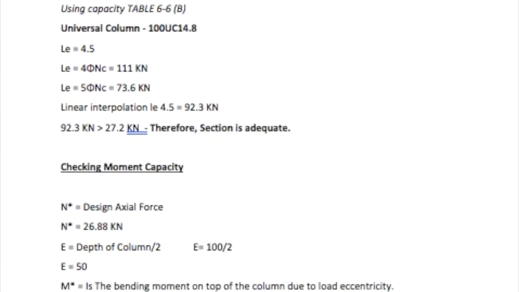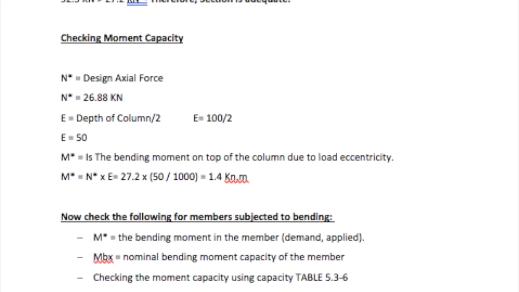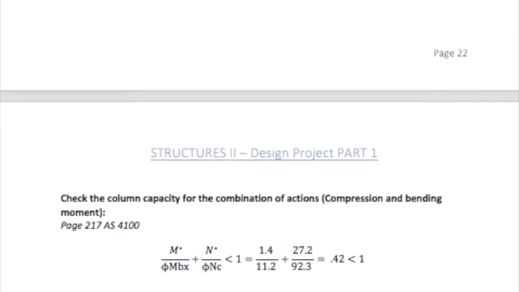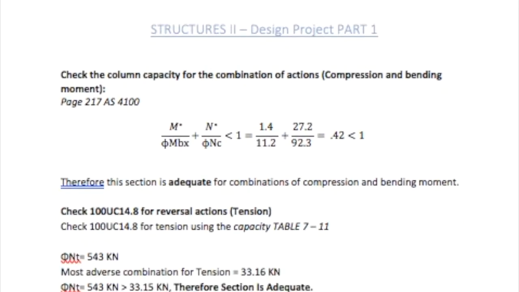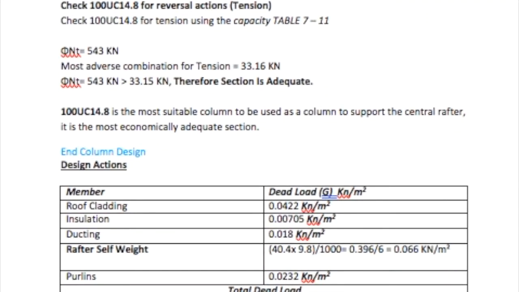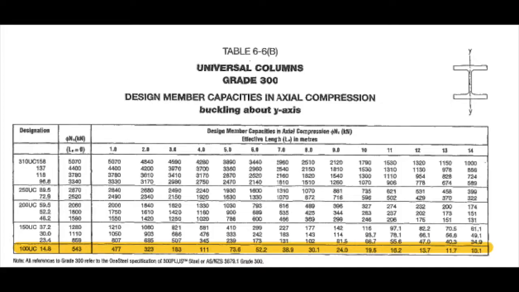The columns were designed initially for pure compression with buckling about the weak axis. Therefore, using the capacity tables, a section was able to be chosen to carry the load. After selecting this, we could address the criteria with the moment capacity and check the members subject to bending. This gave us the conclusion that the 100 universal column 14.8 section was chosen, as it was the most economical section whilst being able to support the implied loads.